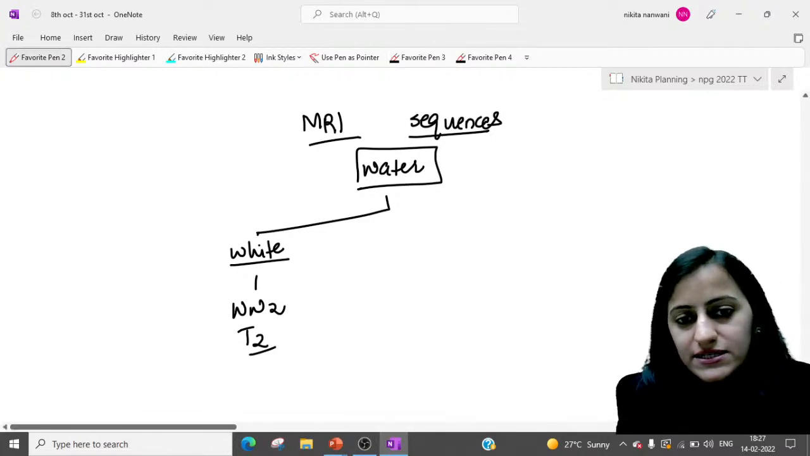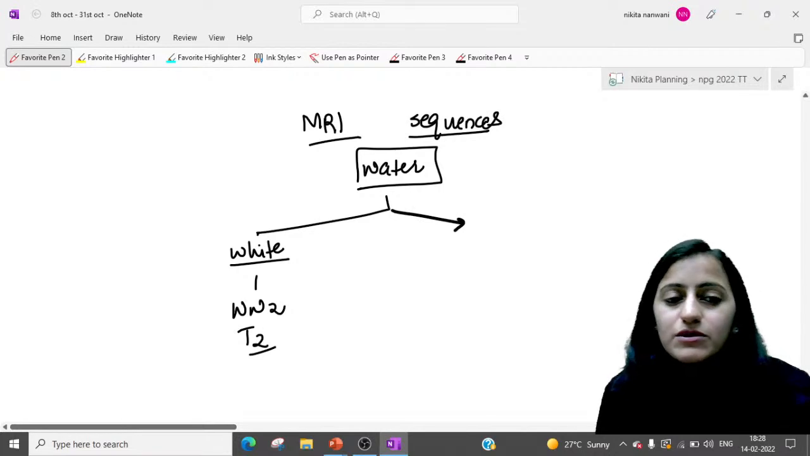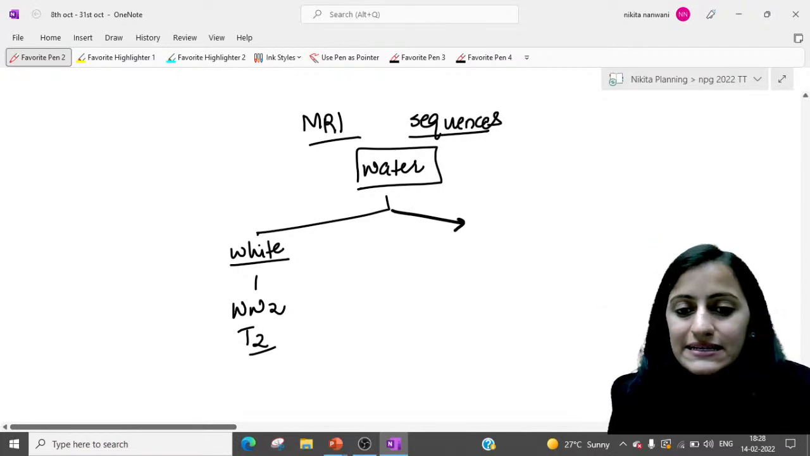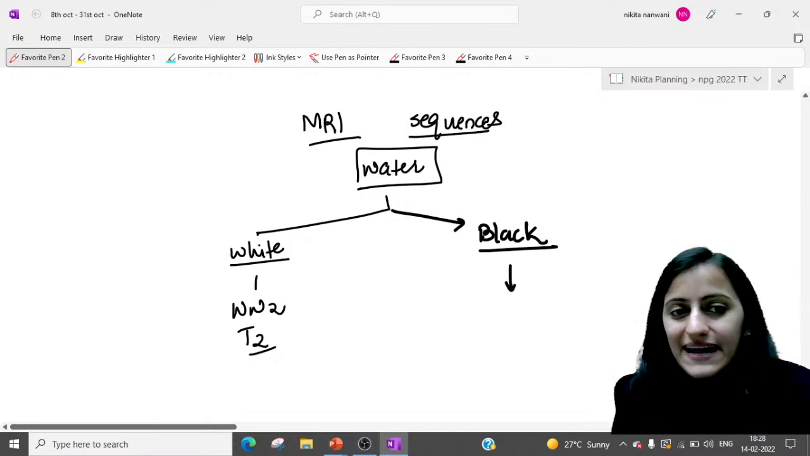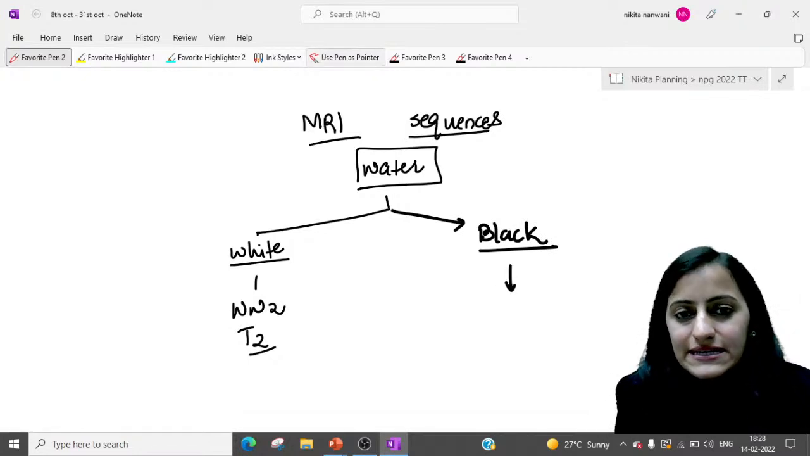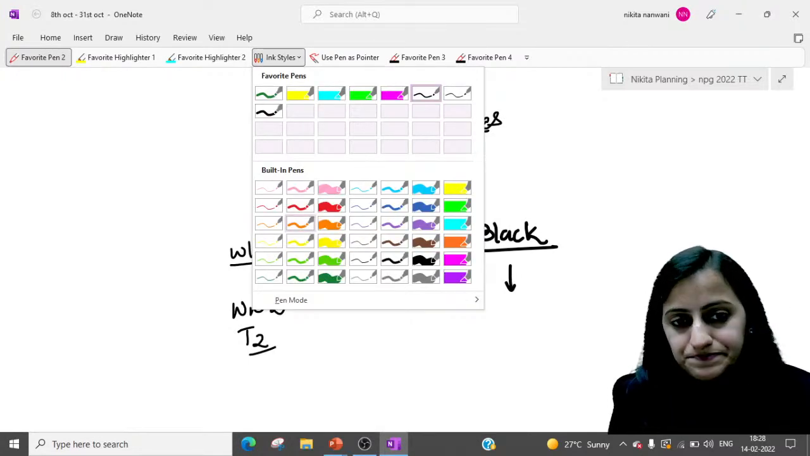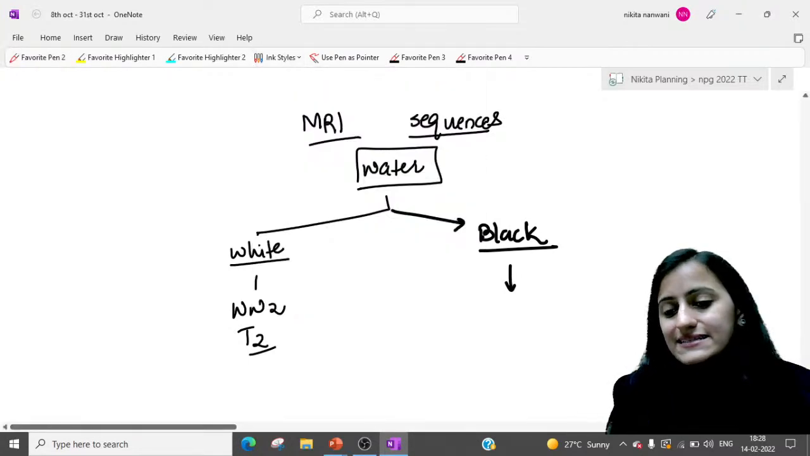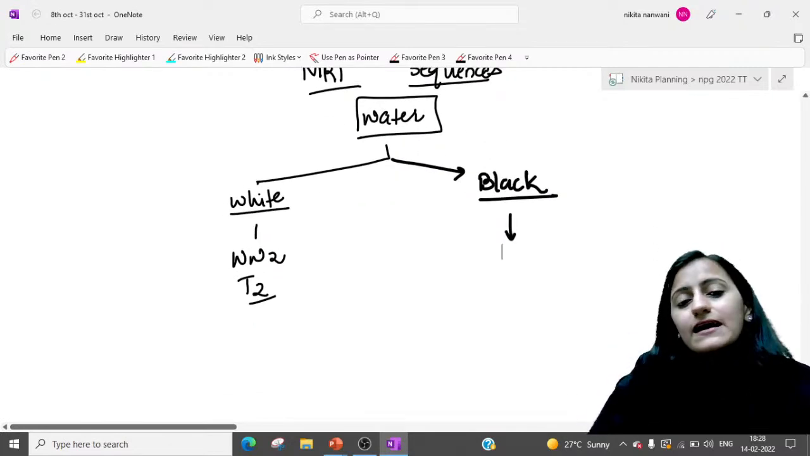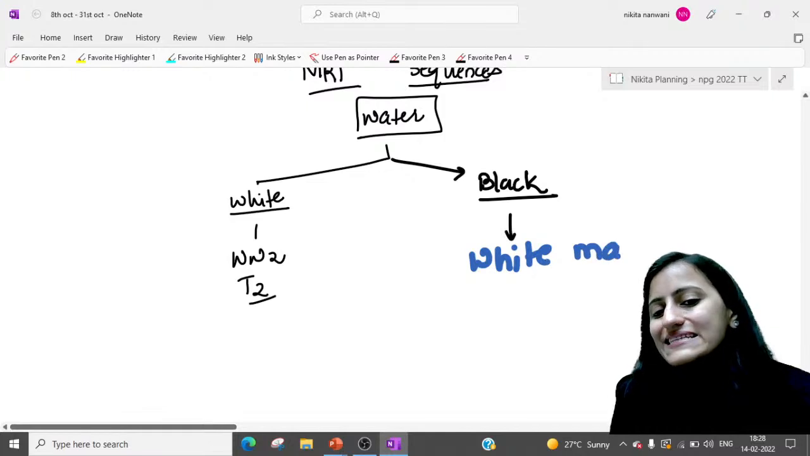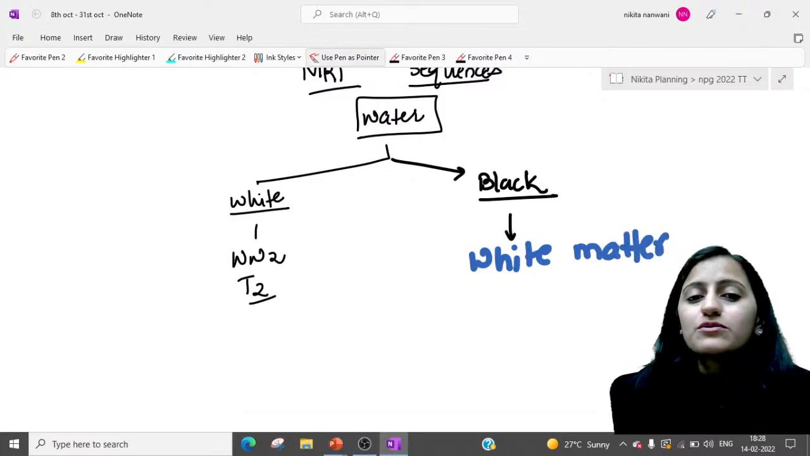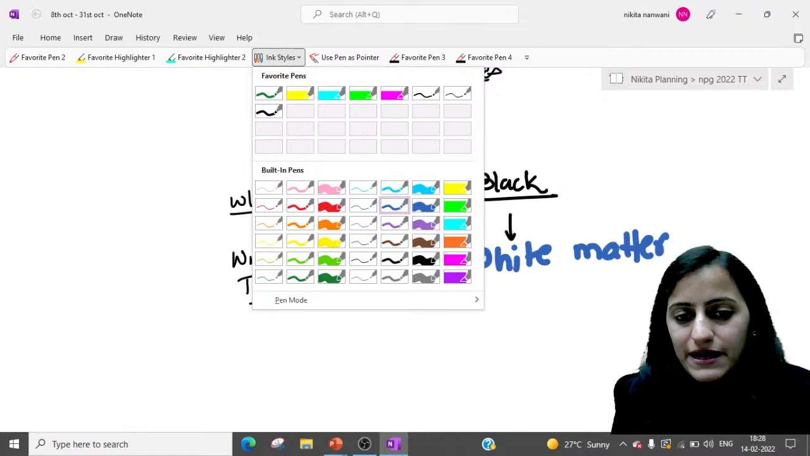If the water is not white, that means the water is dark, the water is black. What is the next thing that we should be looking for? After water, the next thing to be looked for is the white matter. Look for the white matter. What will you see in the white matter?